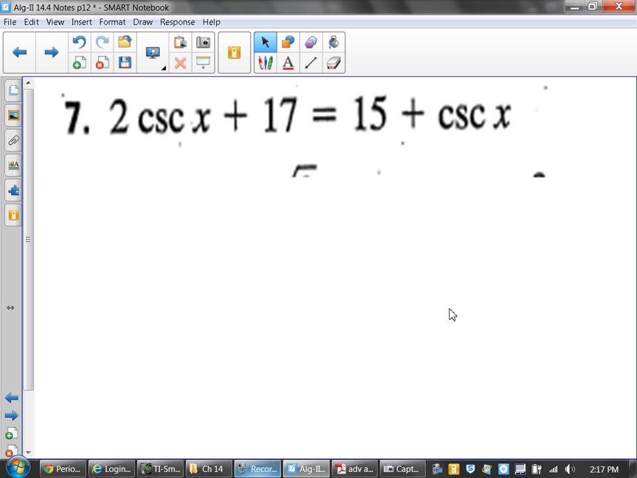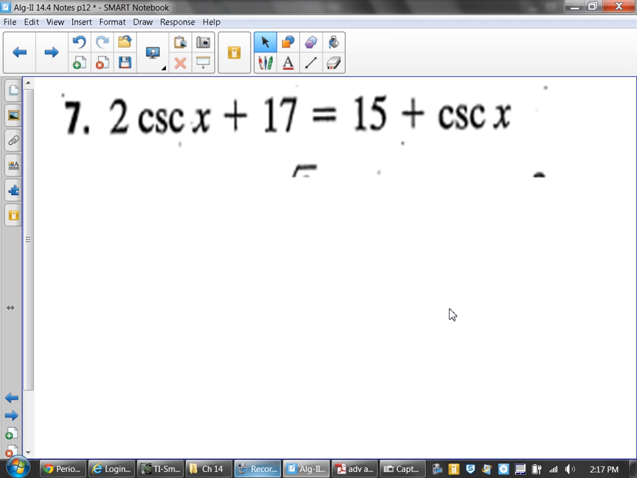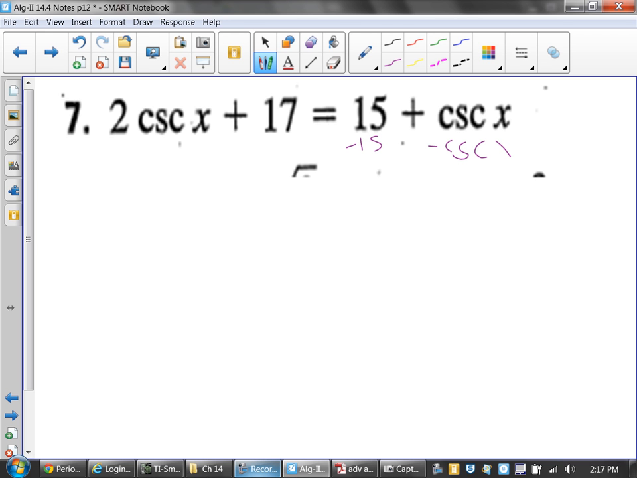So in 7, I've got 2 cosecant x plus 17 is 15 plus cosecant x. Does everybody agree that we have variables on both sides of the equation? All right. What do you do? Subtract what? Okay, what else? The other cosecant. Think of it this way. These are two variables on both sides of the equation. Pick on the little guy. Move everything from the right to the left. Subtract the 15 and subtract the cosecant of x.